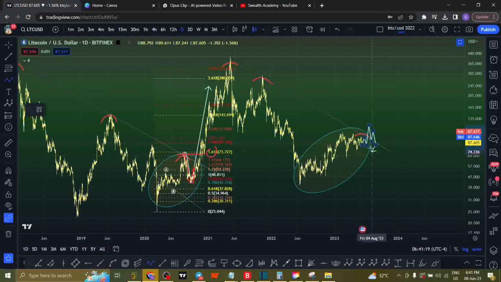Again, that's if this resistance level at $100 breaks, price action breaks above and holds above, then we're headed for a continuation from such levels.